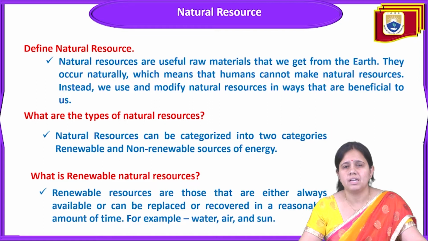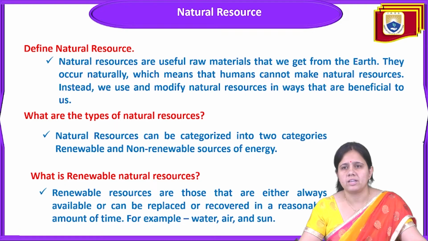So we can define natural resources as those useful raw materials that we get from the earth. They occur naturally, which means that humans cannot make natural resources. Instead, we use and modify natural resources in ways that are beneficial to us. So this is a very basic understanding about natural resources: those resources that are available on the earth as a raw material freely.